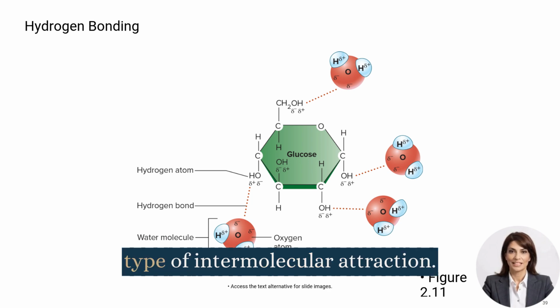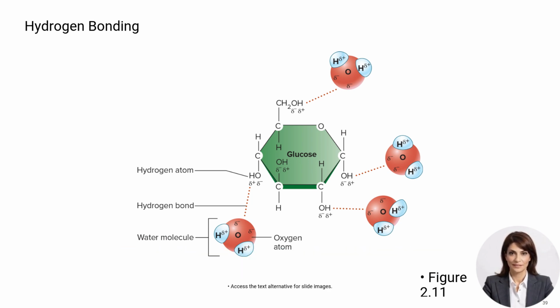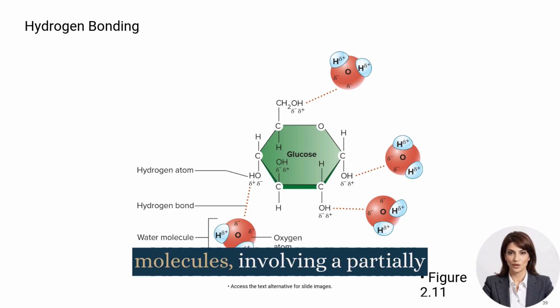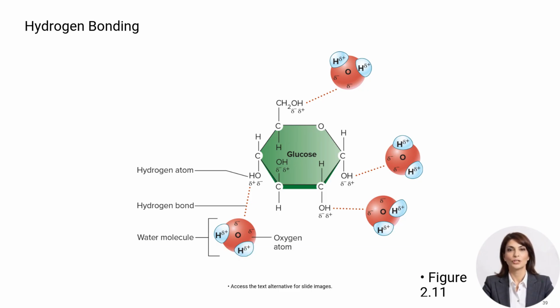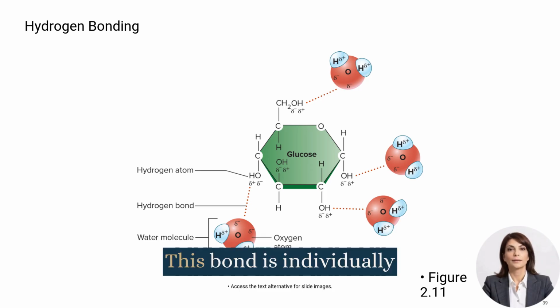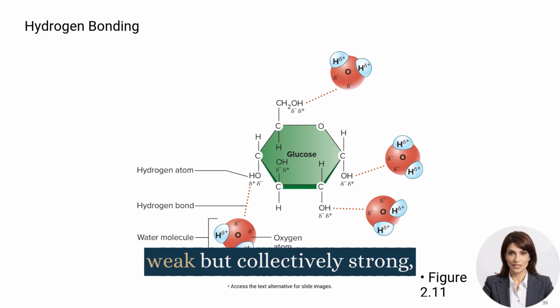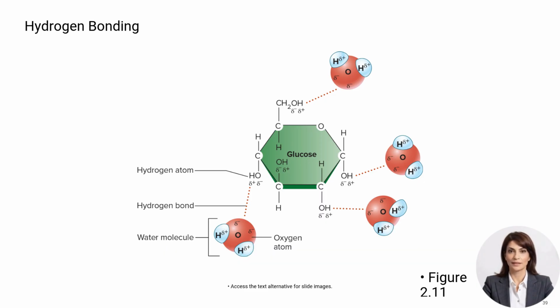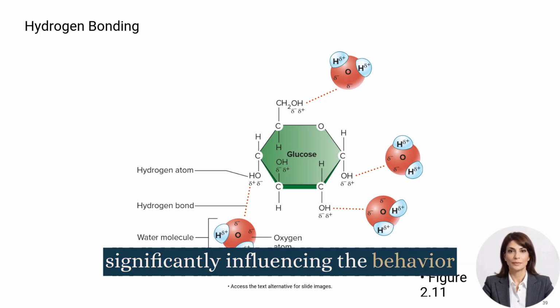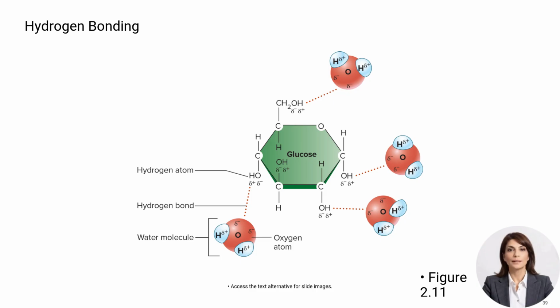Hydrogen bonding is a type of intermolecular attraction. It occurs between polar molecules, involving a partially positive hydrogen atom and a partially negative atom. This bond is individually weak, but collectively strong, significantly influencing the behavior of substances like water.